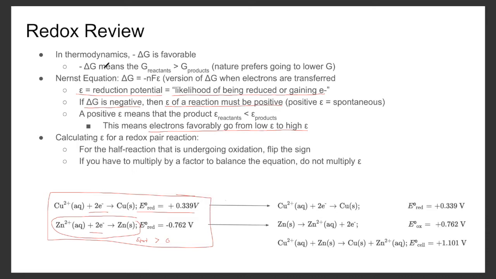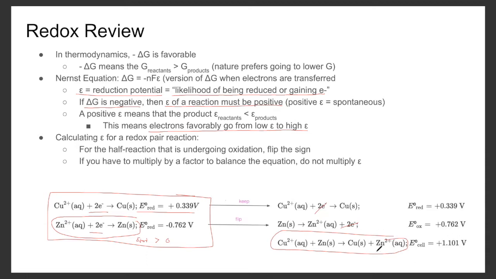We keep the first equation, and then we flip the second equation. And so now that we have this, we can add the two equations together. That should cancel out the 2 electrons. And so what you get as a final reaction is copper 2+ plus zinc gives you copper plus zinc 2+.